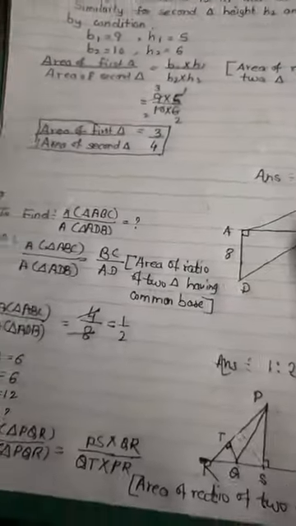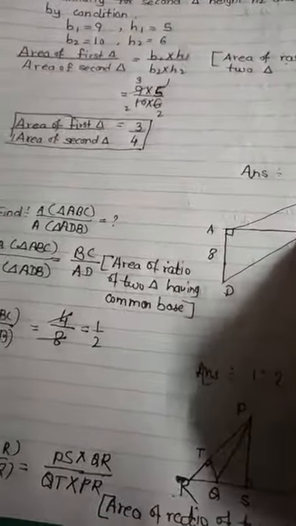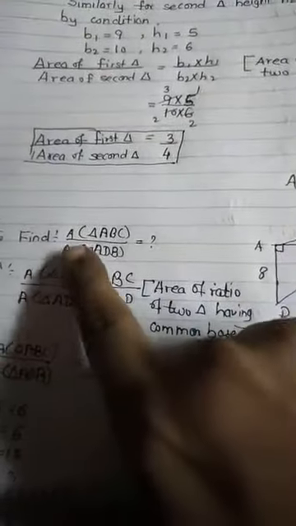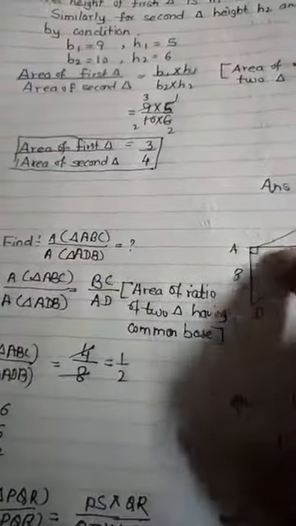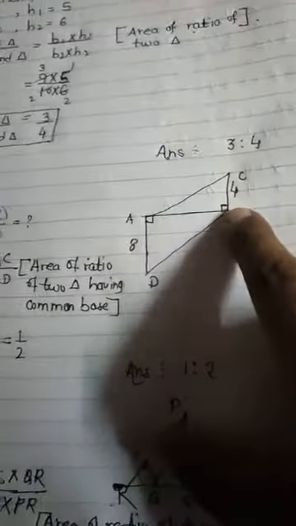So the answer is 3 is to 4. In the second triangle, they have given BC is perpendicular to AB and AD is perpendicular to AB. If you observe, AB is common. What they ask is to find the area ratio of triangle ABC upon ADB. If you see, AB is common in both.